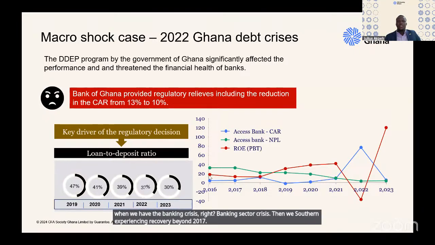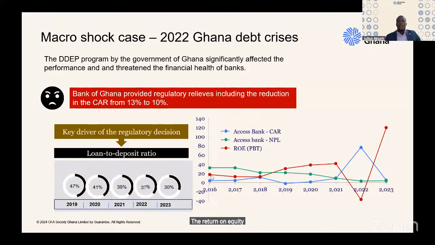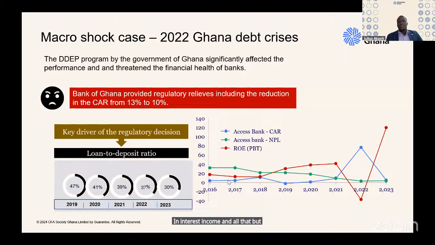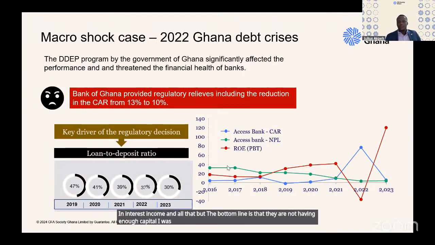The return on equity was not too bad, but it tells a story that the banks may have been making a lot from granting loans. At that time interest was really high. The banks may have been getting so much in interest income, but the bottom line is that they were not having enough capital. It was eating into their capital.